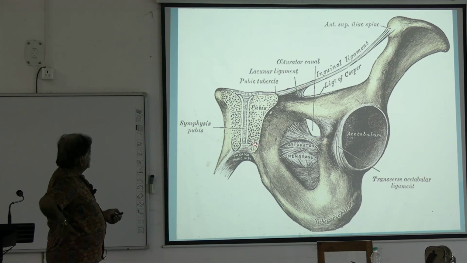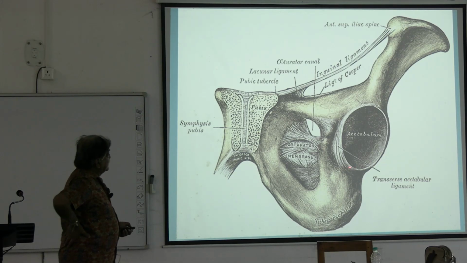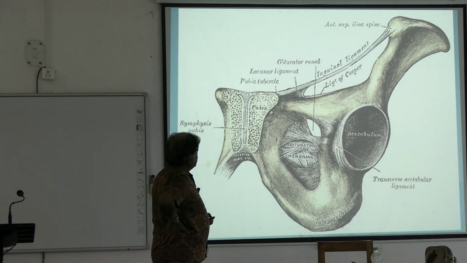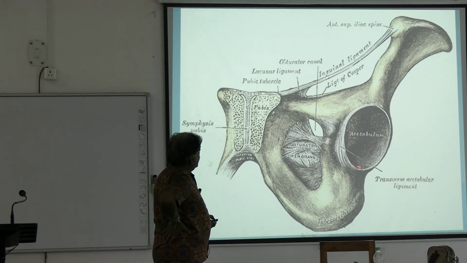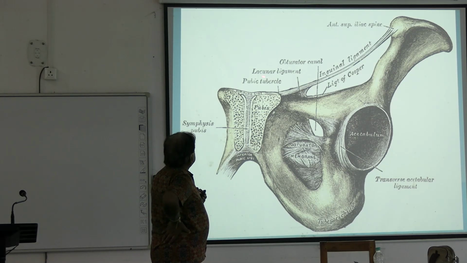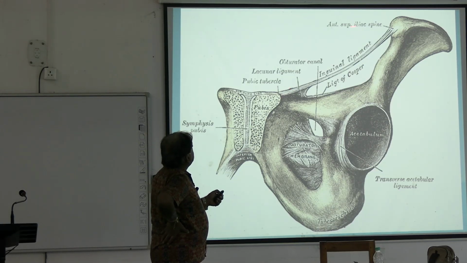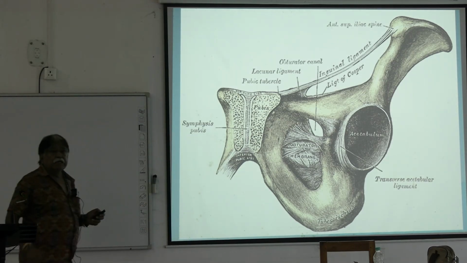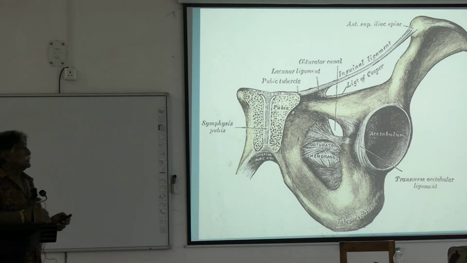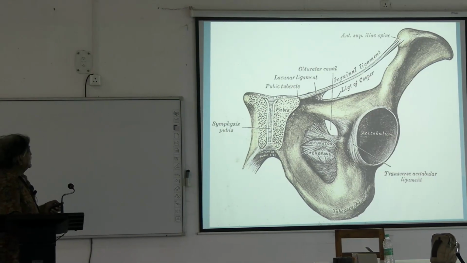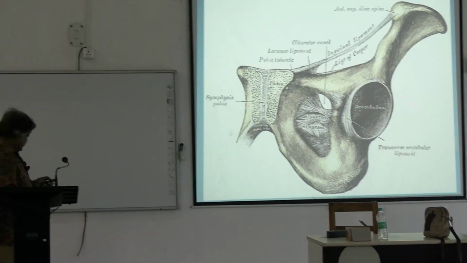Now, this is the inferior pubic arch. This is the transacetabular ligament. This is the acetabulum of the hip bone. Now, this is the ligament of Cooper. This is the lacunar ligament, pubic tubercle, inguinal ligament, anterior superior iliac spine. The beautiful picture depicting the features in the inguinal region and the ligaments.